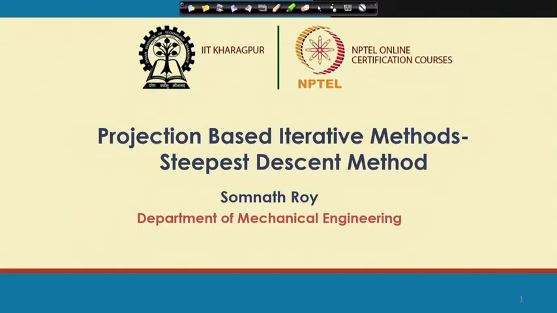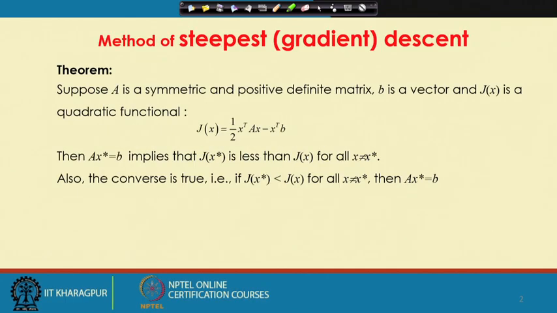So we look for some other iterative techniques, and from here we will start the discussion on other iterative techniques, and a class of techniques named Krylov space will follow later from this discussion. We will start with projection based iterative methods, and the particular method I will try to discuss in these one or two sessions is the steepest descent method. This is also known as gradient descent or the gradient search method.